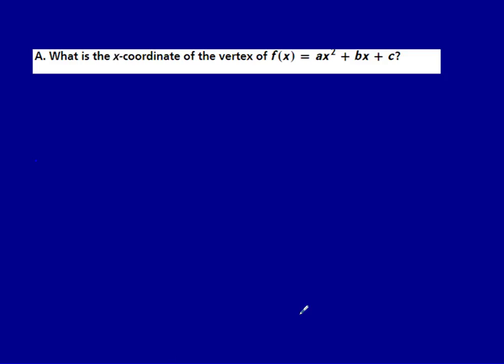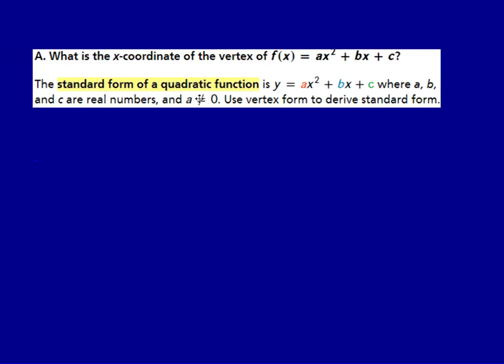It's pretty straightforward. It says, what is the x-coordinate of the vertex of f of x if f of x equals ax squared plus bx plus c? Now, this is going to be kind of a watch page. You don't have this in your notebook. But this function, f of x equals ax squared plus bx plus c, is something we call the standard form of a quadratic function. Think of this as more of the y equals mx plus b version of it. Y equals ax squared plus bx plus c, where a, b, and c are real numbers and a cannot be 0.